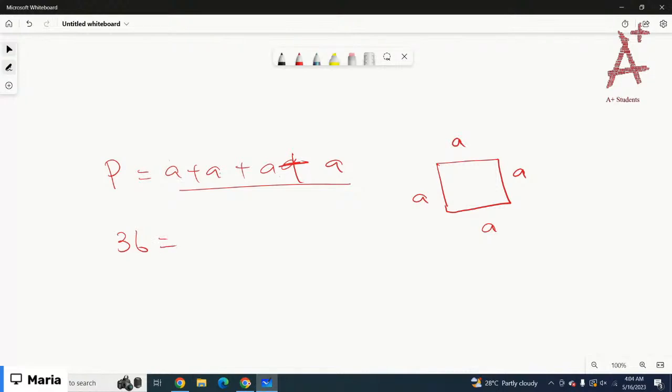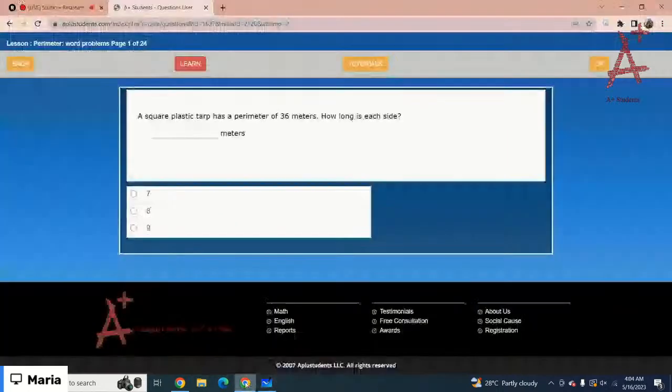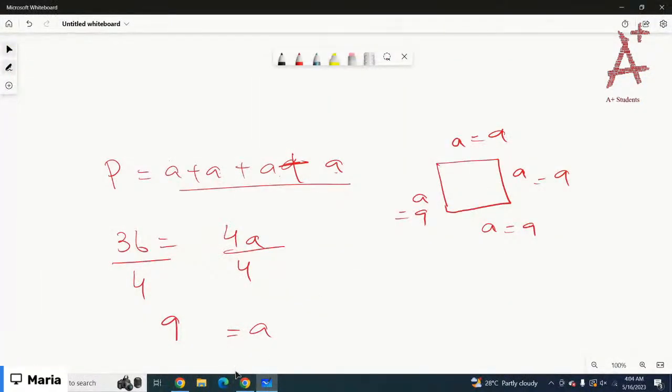So A plus A plus A plus A, because all these side lengths are exactly equal, that's why they all are A. So it would be 4A. You need to calculate the value of A, the side length. So you have to divide both sides by 4. So 4 times what number makes 36? 4 times 9 makes 36. That means each side length equals 9. You can check by adding. We know that 9 times 4 makes 36. Got it? So the perimeter is 36 and the side length equals 9.